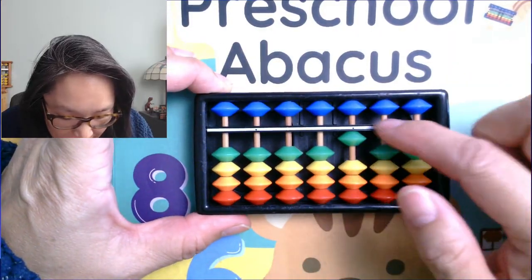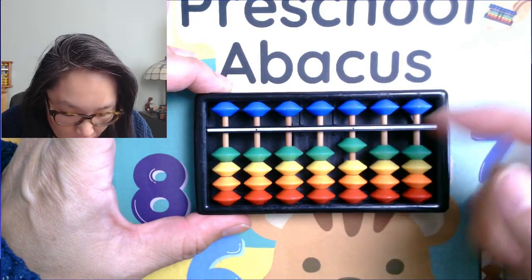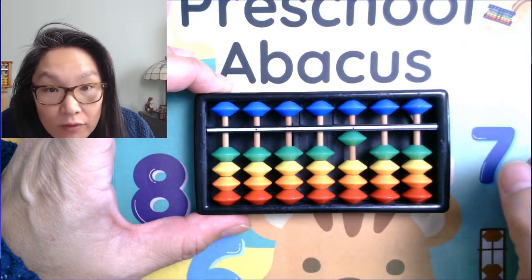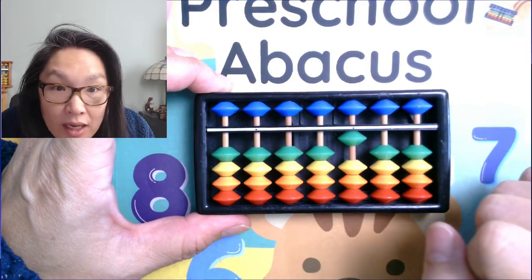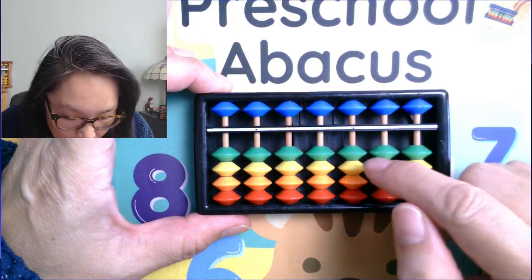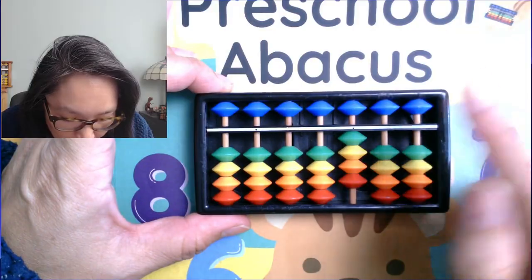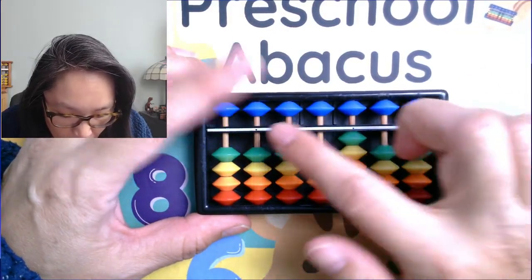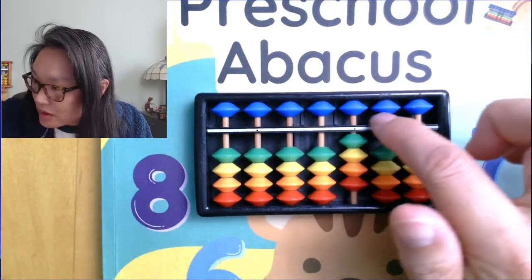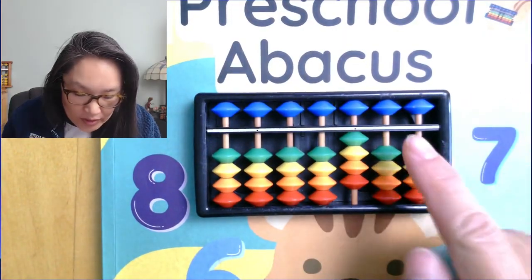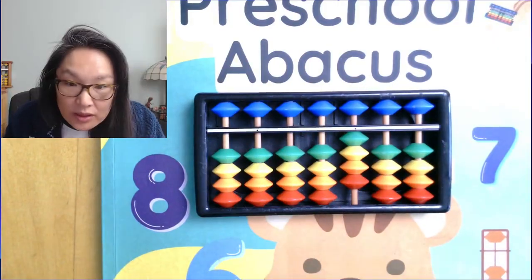All the lower beads, anything below the horizontal bar, has a value of 1. So when we count, we have 1, 2, 3, 4. This is 4. How do I know? Because the horizontal bar is tracking these numbers. If you notice in these columns, these are all zeros.